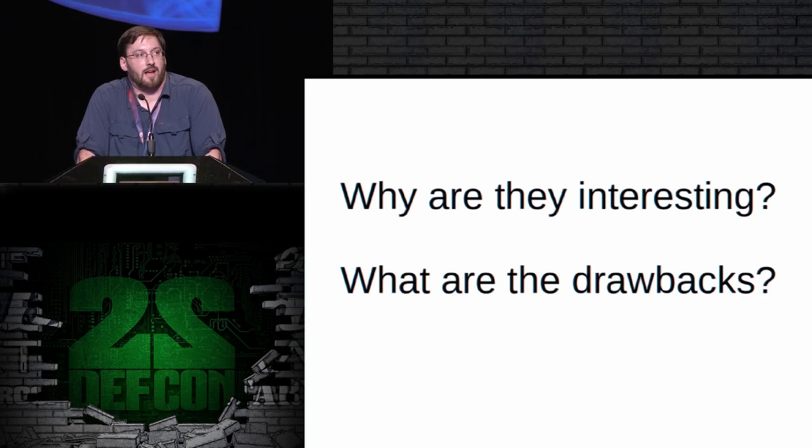I kind of just explained why I think timing attacks are interesting. The drawback is they generally make a lot of noise. You have to take a lot of samples of whatever it is you're trying to attack before you can make a statistical decision about whether or not the data that you have means anything.